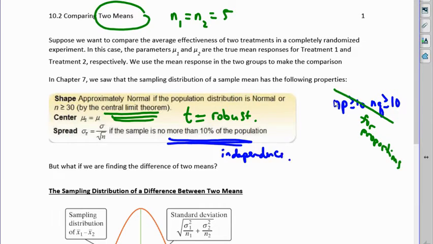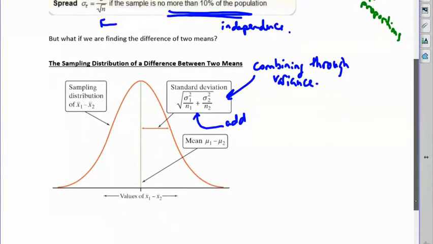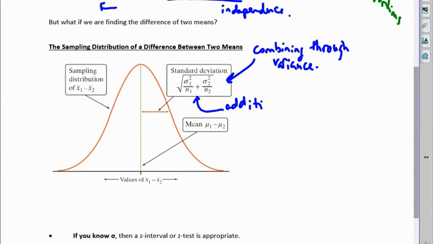And that is going to help us with calculating the spread. And now for the spread of two means, again, we combine through variance. Remember those chapter 6 methods. Even though we're doing the difference, we still notice that it is addition. This formula is on the formula sheet, and then the mean formula is on the formula sheet.